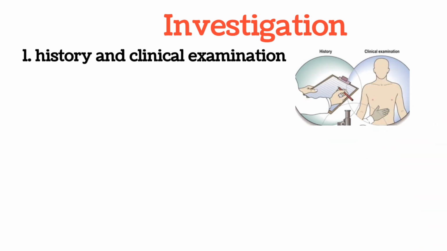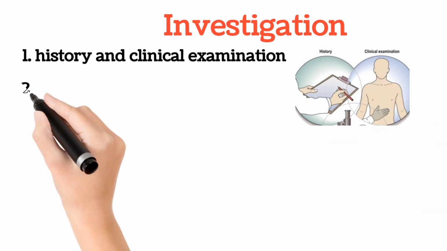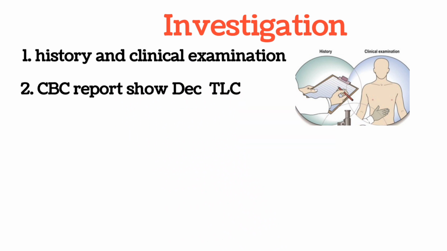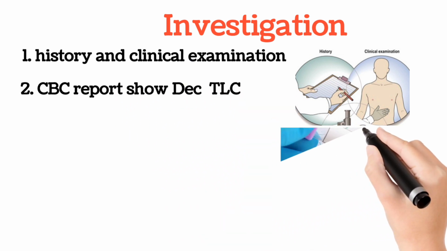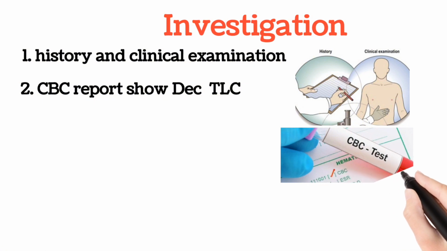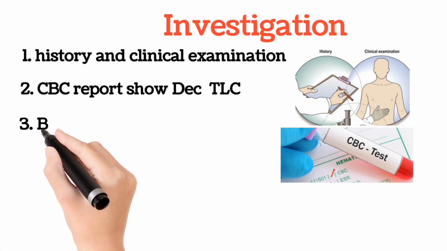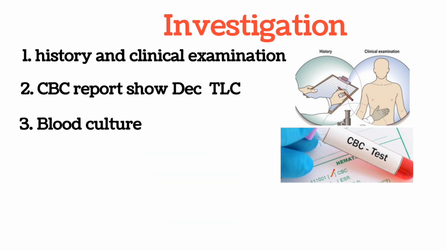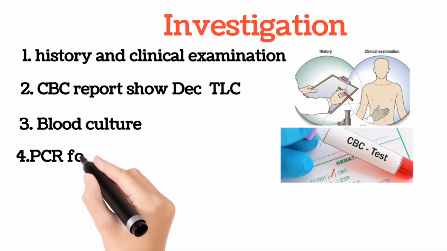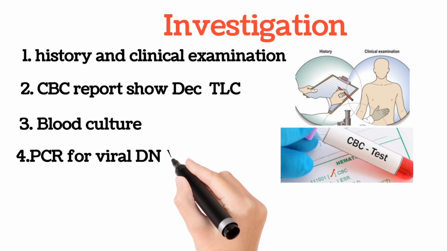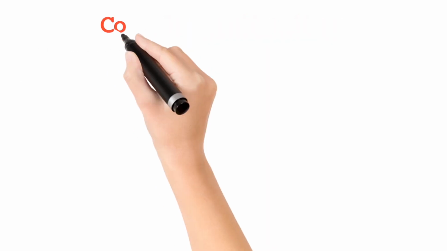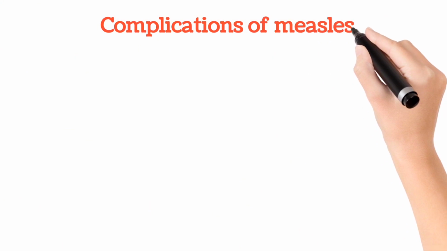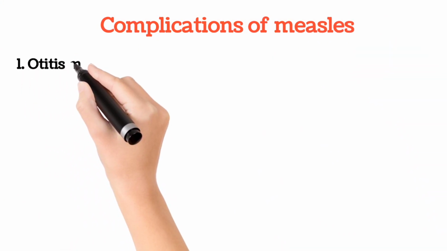blood tests like CBC, complete blood count, which shows decreased TLC, total leukocyte count. And we can also go for blood culture and PCR for the viral DNA. Now, what are the complications associated with this disease?